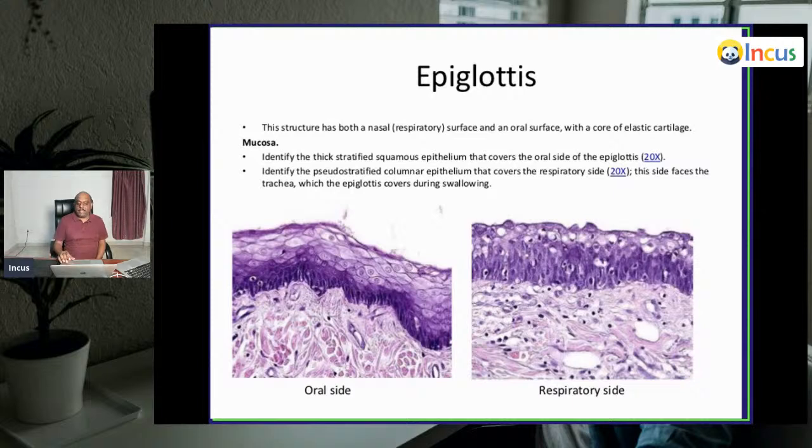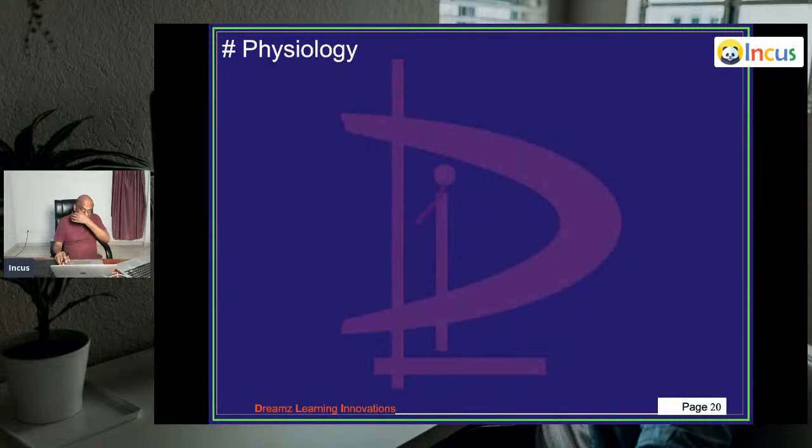So if you look at the epiglottis structure, the oral side, and this is the respiratory side, the thick stratified squamous epithelium is there on the oral side of the epiglottis, whereas pseudostratified columnar epithelium is there on the respiratory side. That is the reason, epiglottis you should remember.